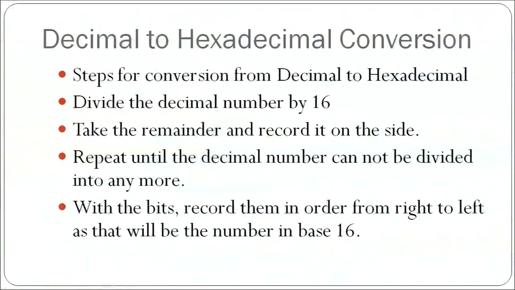Similarly, when you convert a decimal number into a hexadecimal number, you will use the same method. Instead of dividing by 8 or 2, you would now divide by 16. So the steps are: divide the decimal number by 16, then take the remainder and record it on the side. You repeat this process until the decimal number cannot be divided anymore. Then you record the bits in order from right to left, as that will be the number in base 16. So that is how we convert these numbers from one form to another.